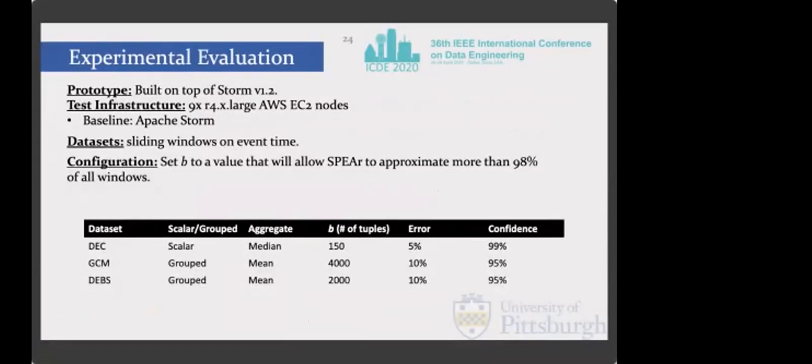Finally, I will present some experimental results. All experiments were conducted on an AWS cluster. In our experiments, we used 3 datasets that come with time-based sliding windows. We analyzed all datasets' window stats offline to find out p-values which would allow approximating a significant portion of all the windows. One of the datasets features the scalar holistic aggregate operation, and the other 2 grouped algebraic aggregate operations. As accuracy, we used relative error, which was set lower than 10%. The confidence was set to 95% or more.